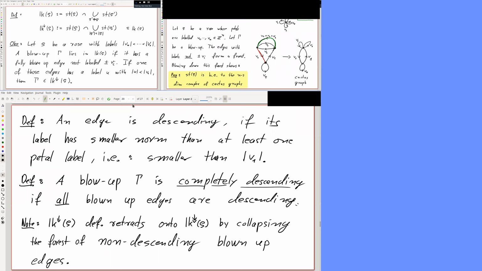And that motivates the definition of a descending edge. An edge is descending if its label has smaller norm than the worst petal label of your rows. And a blow up is completely descending if all the blown up edges are descending. And now look at that picture in the small board in the middle up here. So I claim that the descending link deformation retracts onto its completely descending link.